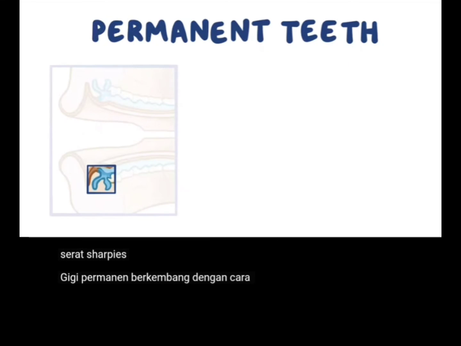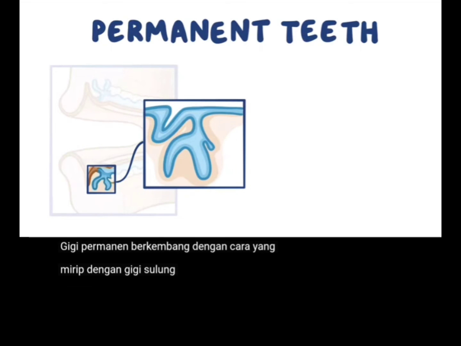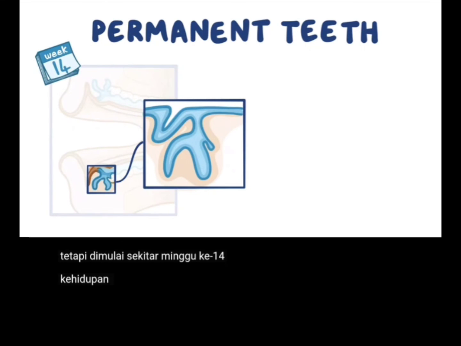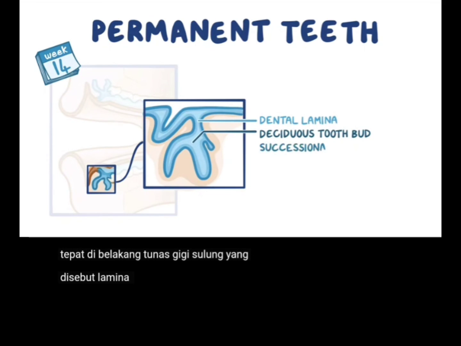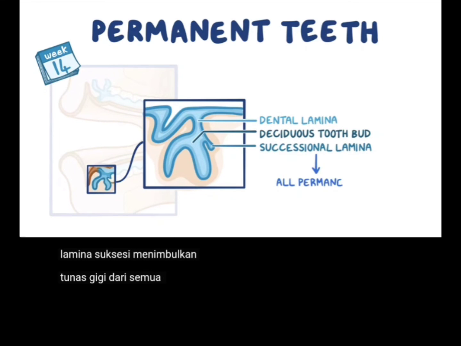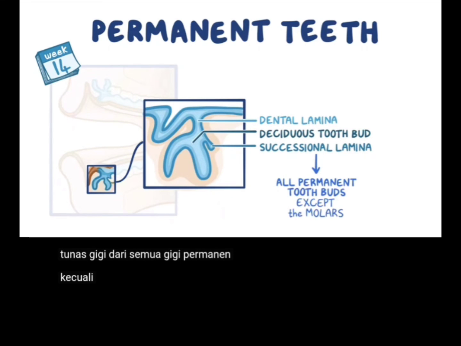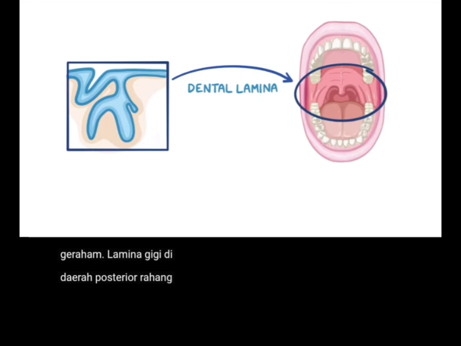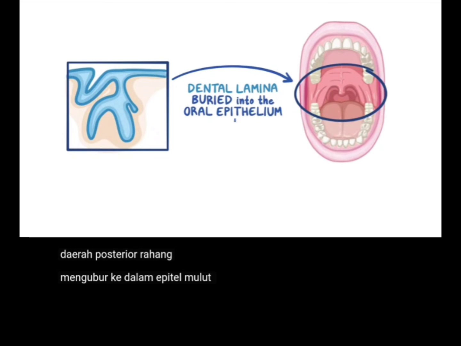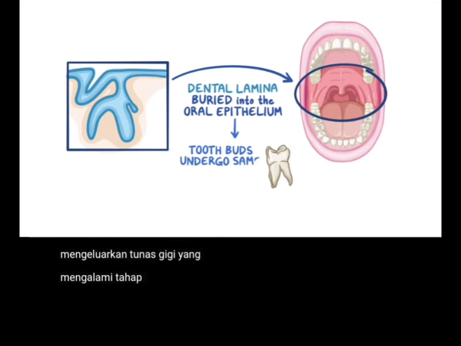Permanent teeth develop in a manner similar to that of deciduous teeth, but begin at around week 14 of intrauterine life. The first step in development is the extension of a tiny bit of dental lamina just behind the deciduous tooth bud, called the successional lamina. The successional lamina gives rise to the tooth bud of all the permanent teeth except the molars. The dental lamina in the posterior regions of the jaw buries into the oral epithelium and gives off tooth buds that undergo the same stages of development as the deciduous tooth bud.